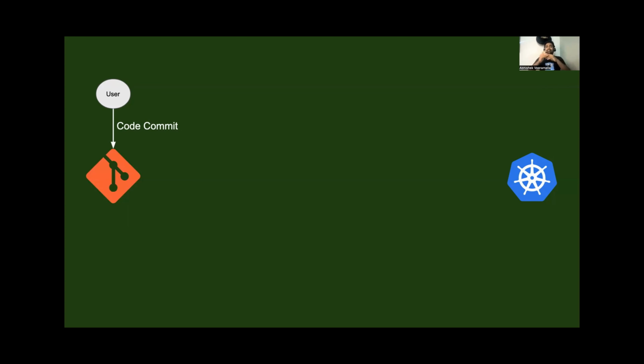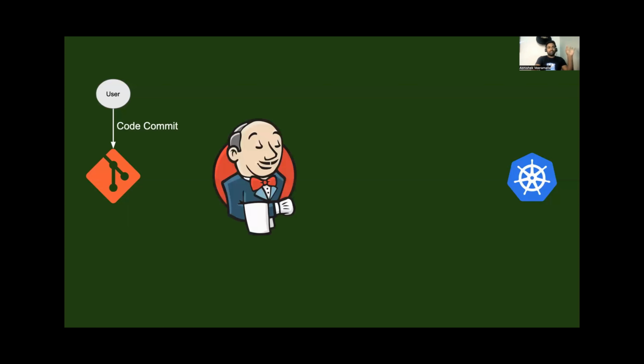Now, for easy understanding, let me call it GitHub. So there is a user who made a code change. Let's say he made a change to the HTML file, or he made a change to one of the .java files, and he commits the code to the Git repository. What happens after that is the major picture, or the main orchestrator comes into the picture, that is Jenkins.